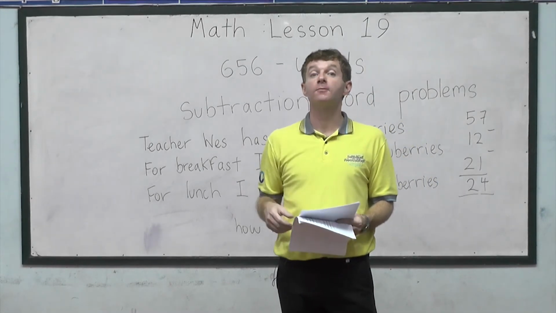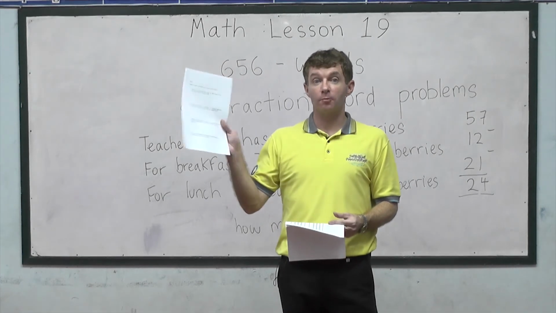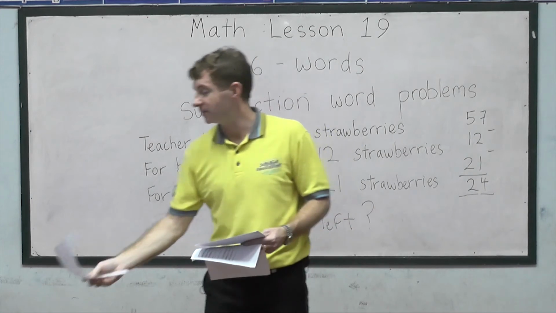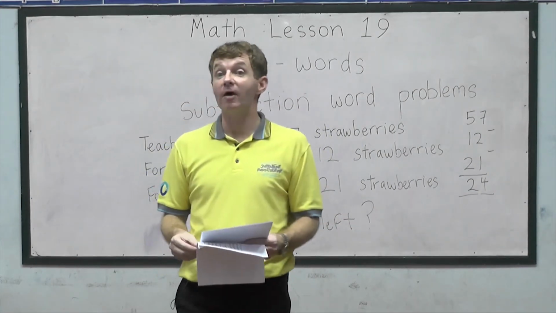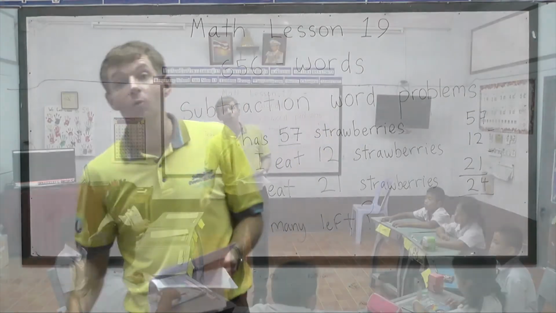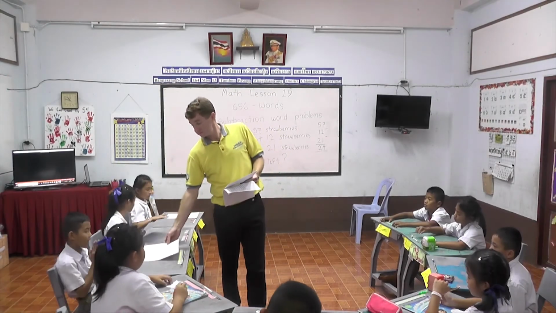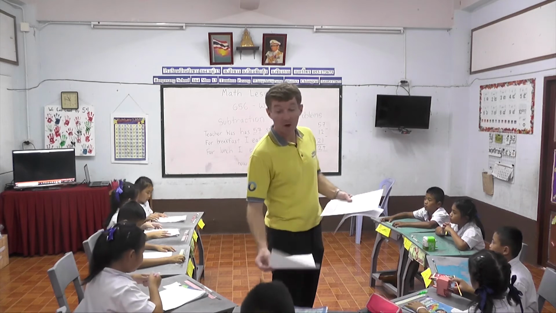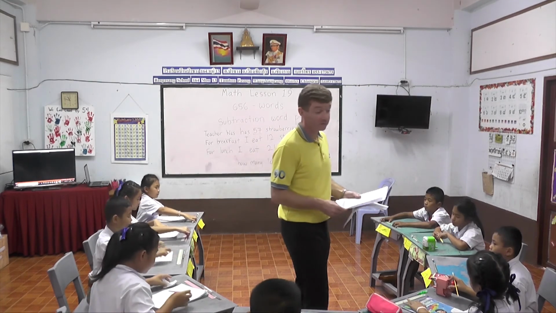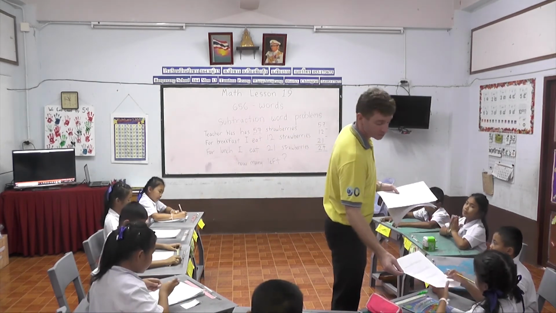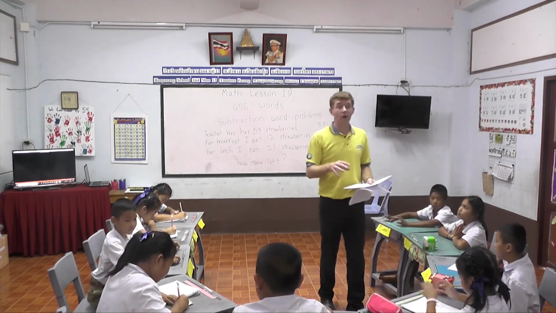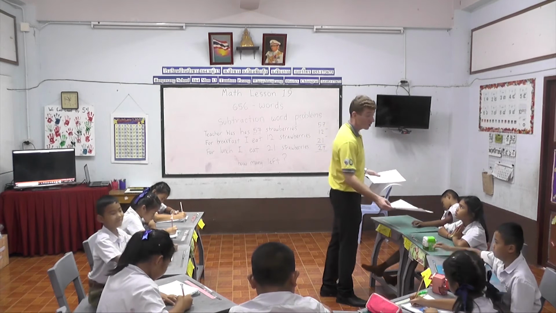This one is to be done individually. So print off enough worksheets for each student and give them one each. Ask them to write their names on the top of the worksheet. And then there are 4 questions, 4 math word problems. Ask your students to work their way through the 4 math word problems.